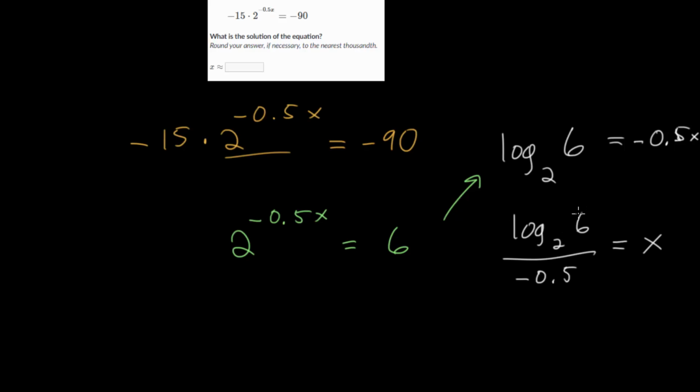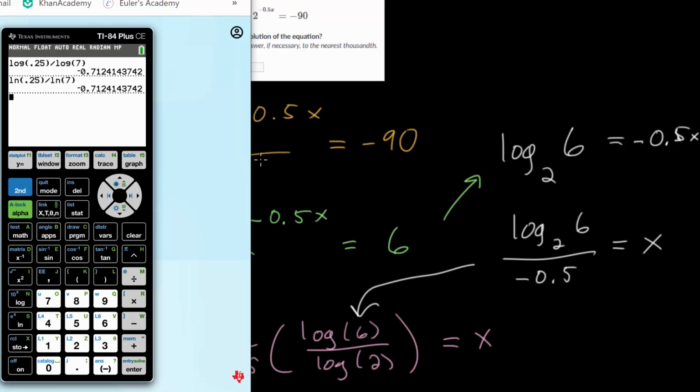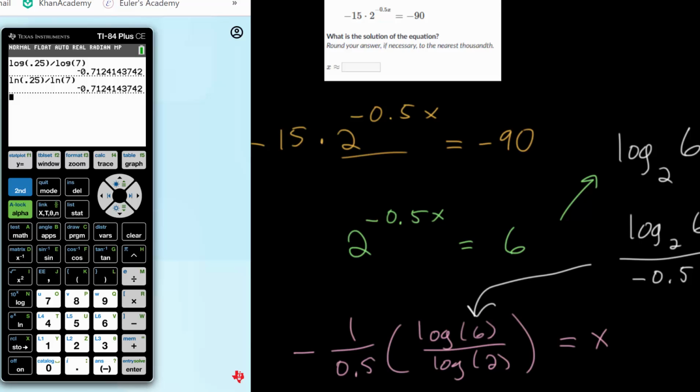And we'll need to change the base here so that we can actually put this into the calculator. So let me finish the problem down here. And we have minus 1 over 0.5 multiplied, and I'll use the common log this time. We have log base 10 of 6 divided by log base 10 of 2. And let's use the calculator. So at the end, I'm just going to divide it by that negative 0.5. So we have log of 6 divided by log of 2.